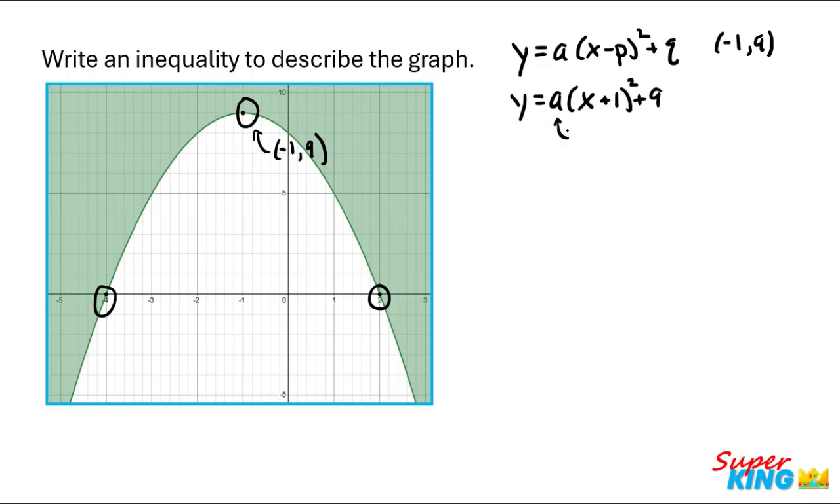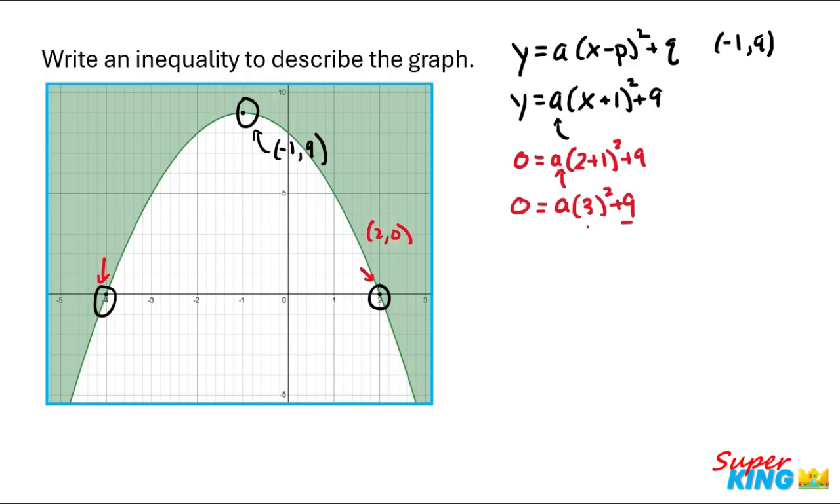Now all we have to do is find out what that a value is going to be. Well, to find that a value, I can use any of these 2 points right here. I'm going to choose the positive value, which is at (2, 0). It's a root, and we substitute those into our original equation. So we're going to have 0 is equal to a times (2 plus 1) squared plus 9, and I'm going to be solving for a. So let's simplify that to be 0 is equal to a times 3 squared plus 9.